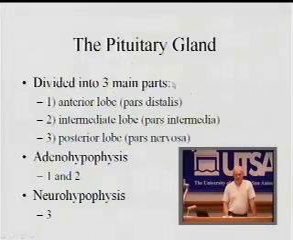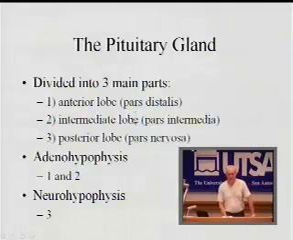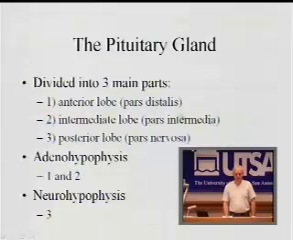So it is divided into three main parts. There's an anterior lobe, as we've been seeing, called the pars distalis. It's the most distant from the hypothalamus. There is an intermediate lobe called the pars intermedia, and a posterior lobe called the pars nervosa, and another one, as we'll see, called the pars tuberalis. But we can live with just this terminology for three of them.